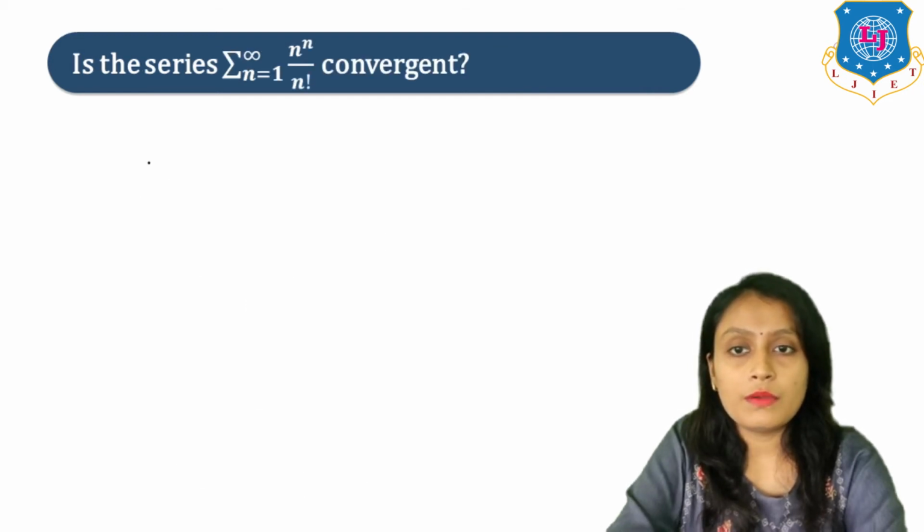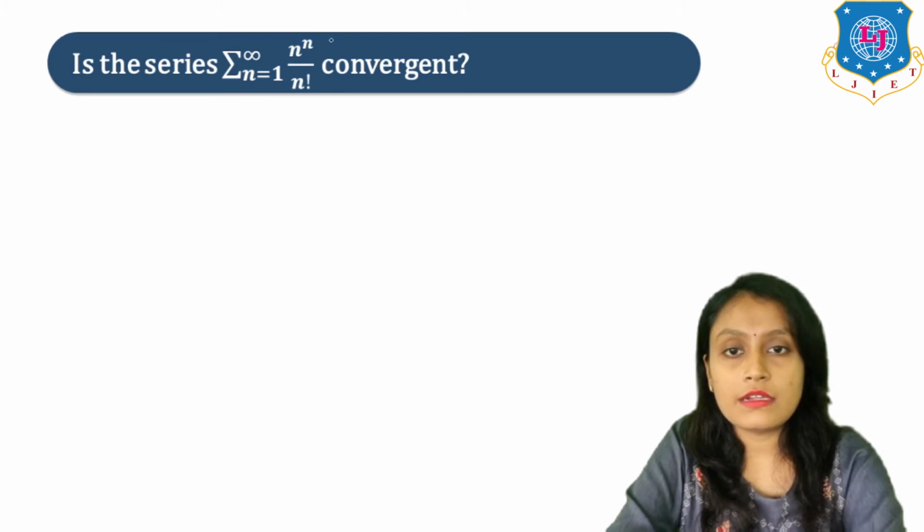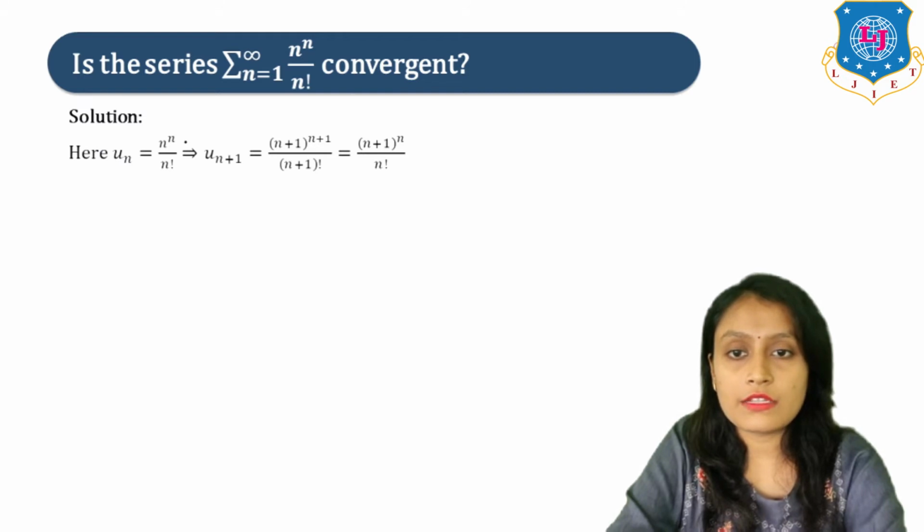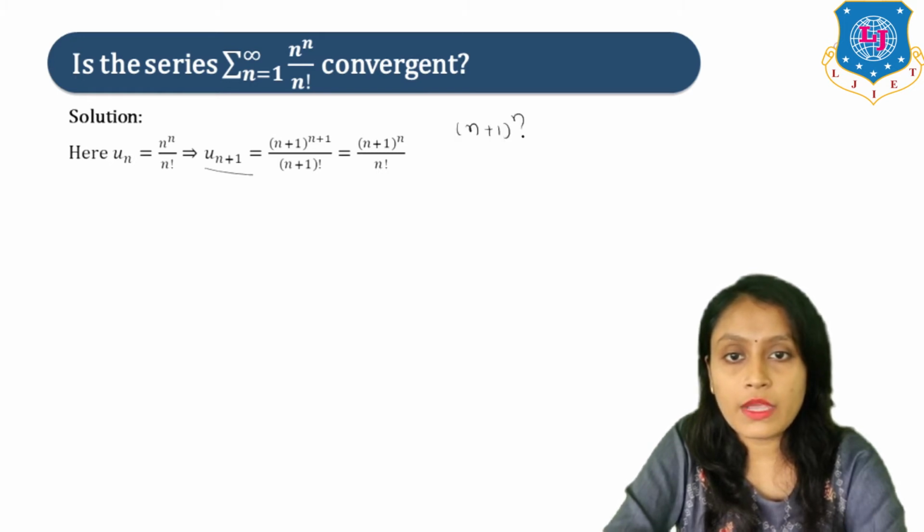Okay, one more example. Is the series n raised to n upon n factorial convergent? So here un is given, that is n raised to n upon n factorial. Firstly find un plus 1. In place of n we have to write n plus 1. So here we have n plus 1 raised to n plus 1 upon n plus 1 factorial. Now we will write this n plus 1 raised to n plus 1 as n plus 1 raised to n into n plus 1, and this denominator we will write as n plus 1 into n factorial. So this n plus 1 will get cancelled, and what remains is this.